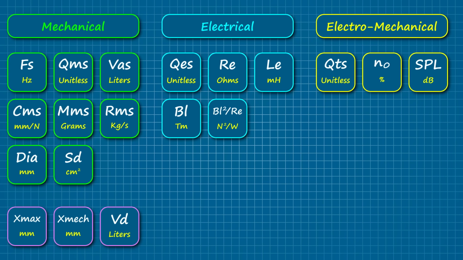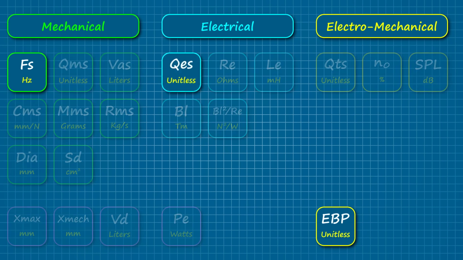In the electrical category, we have the PE measurement. This is another large signal parameter, and it gives us the driver's peak thermal power handling. Finally, in the electromechanical category, we have the EBP, or the efficiency bandwidth product, calculated by dividing the free air resonance by the electrical damping factors.